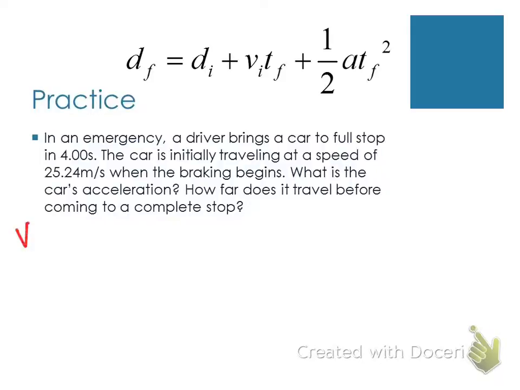So we don't know the distance initial time, do we? Distance initial is just 0, because we're looking at basically when the car starts braking, that's going to be kind of our starting point. So that means we're going to set the distance there as 0, and we're going to find out how far it's traveled from there.